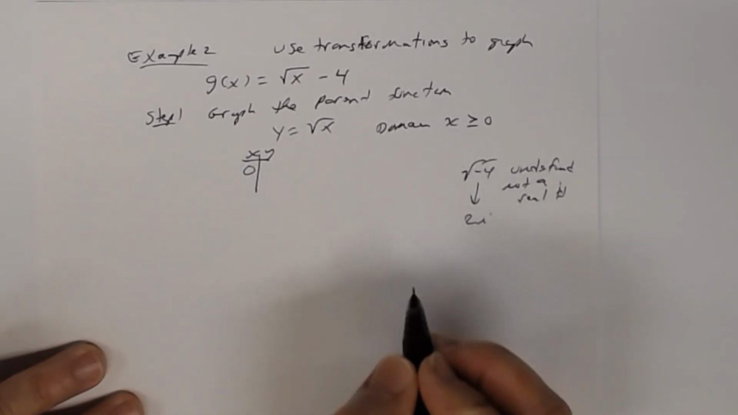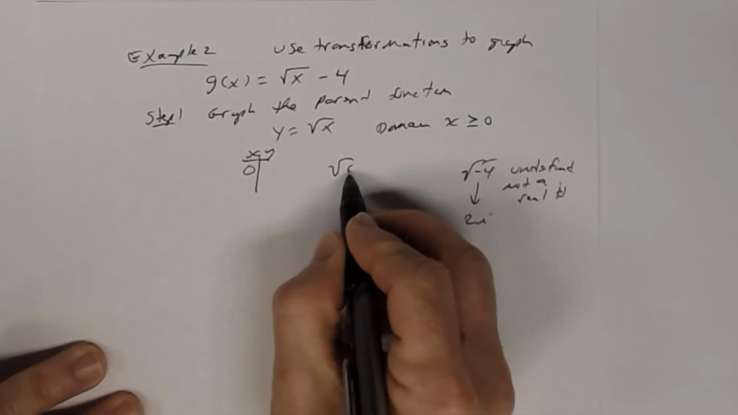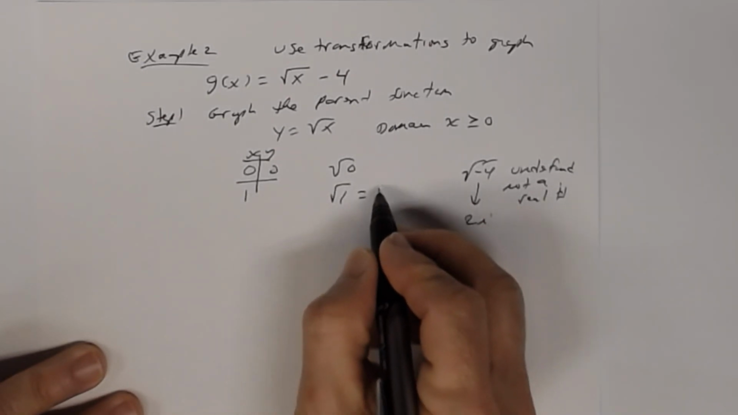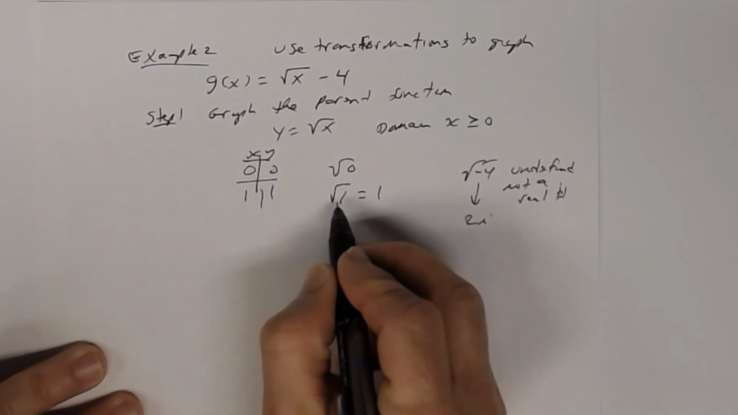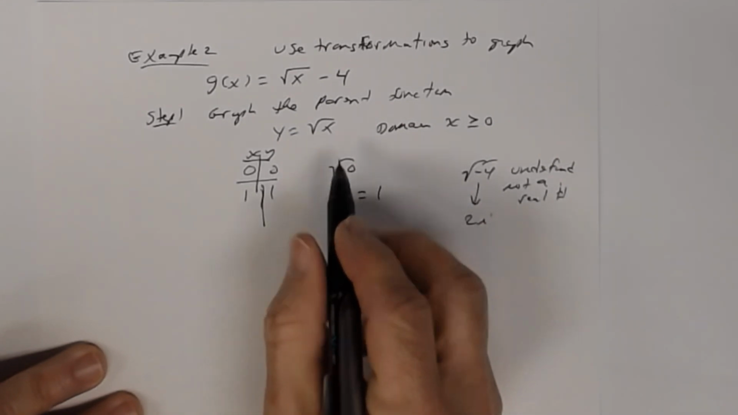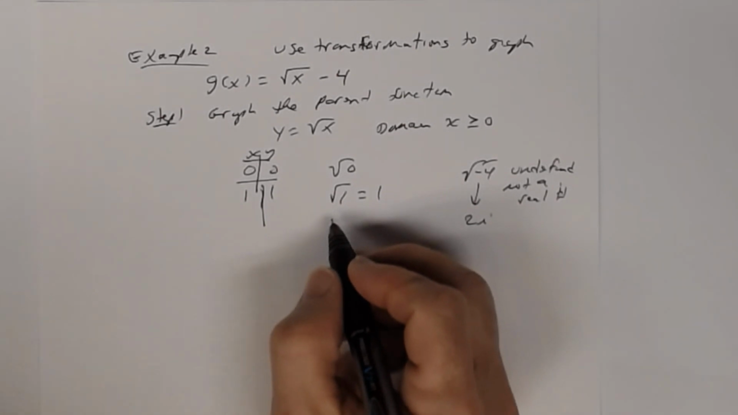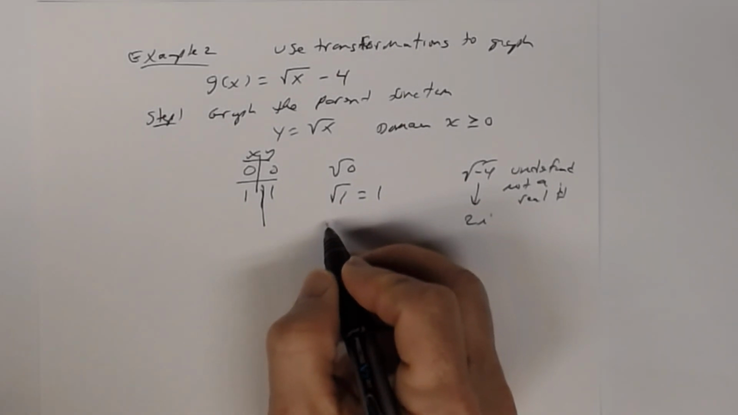So let's use 0. If x is 0, the square root of 0 is 0. If x is 1, the square root of 1 is 1. And you're going to notice I'm going to do this. I'm dealing with the square root, right? So I don't want to use my calculator. So I'm going to use some nice numbers for x.